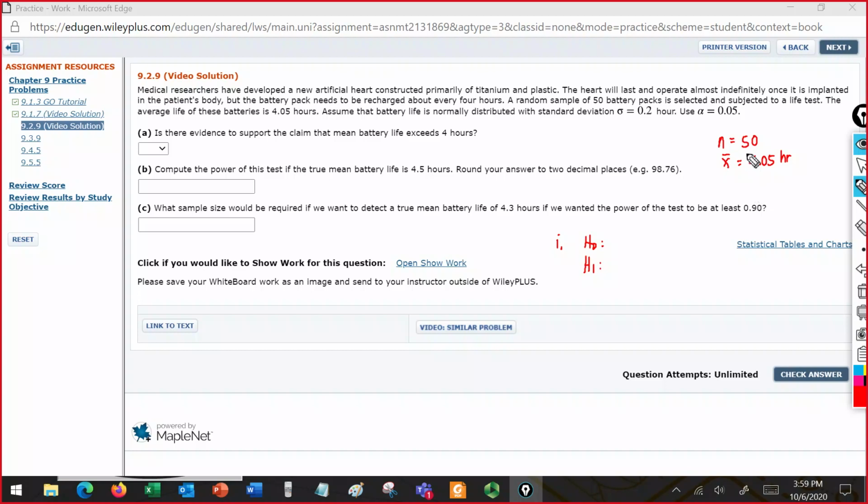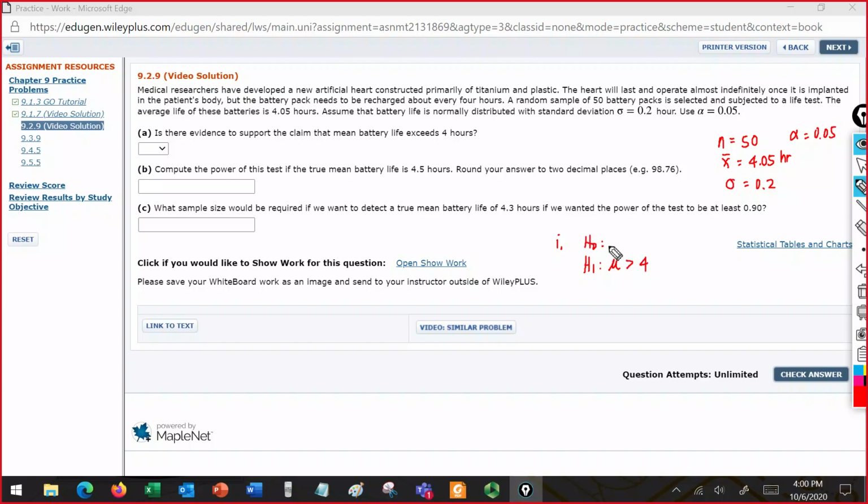Assume that battery life is normally distributed with standard deviation of 0.2 and use alpha level of significance 0.05. 0.05 is the most commonly used level of significance in testing of hypotheses. One of the hypotheses is mentioned in question A, and it's actually mu is greater than 4.